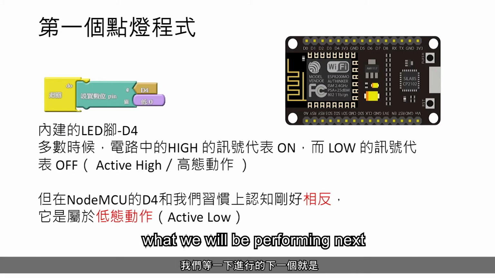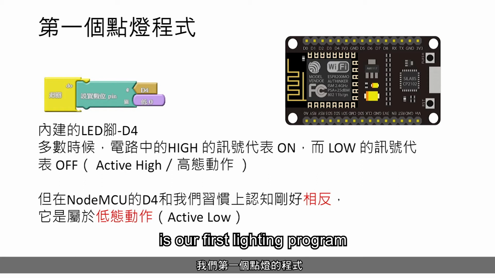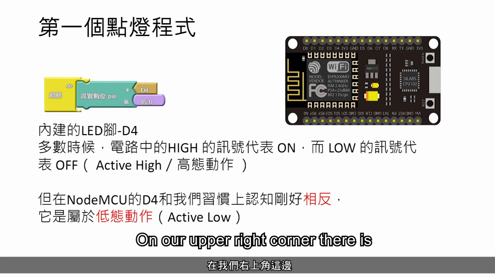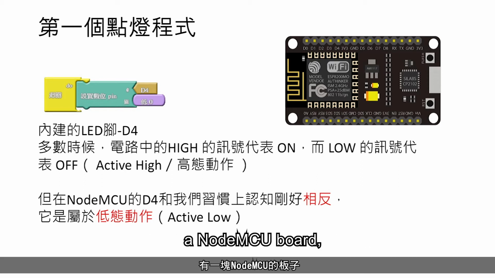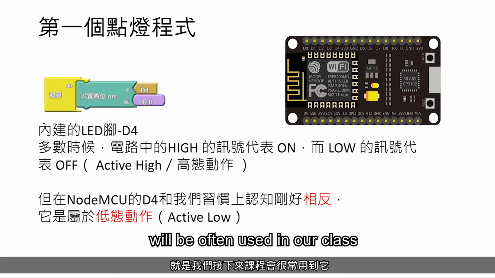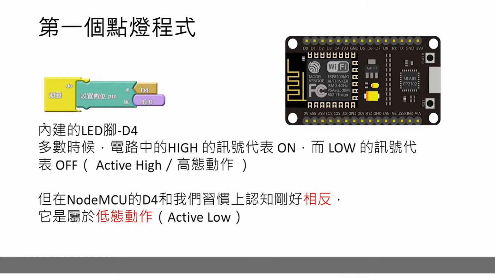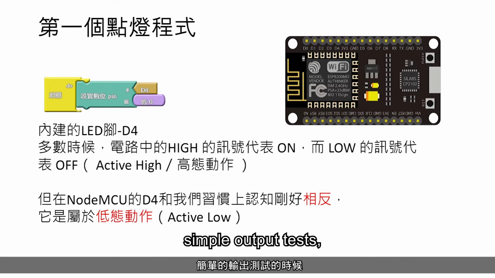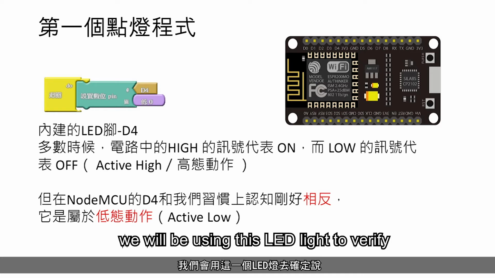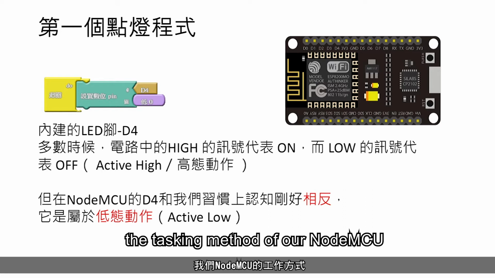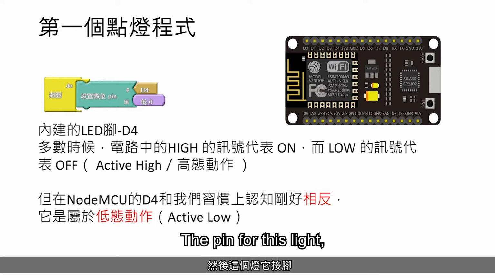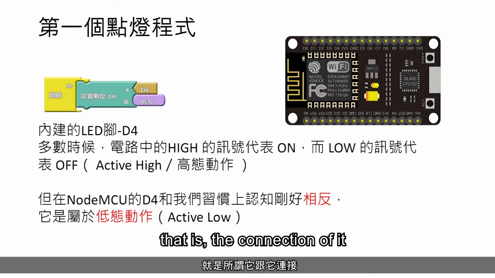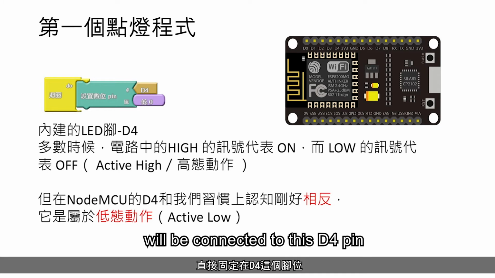What we will be performing next is our first lighting program. In our upper right corner, there is a Node MCU board. It will often be used in our class because it has a built-in LED. Sometimes when we are doing simple output tests, we will use this LED light to verify the output of our Node MCU. The pin for this light is connected to this D4 pin.